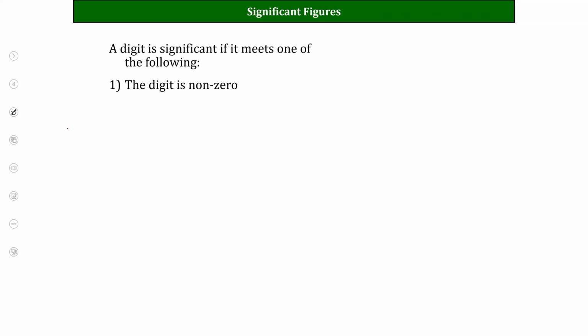A number is a significant number if it's measured. The easiest way to tell if it's measured or not is if it's non-zero. If a number is non-zero, you can assume it was measured. Because otherwise, why would you write it down? So if I said 5.13 centimeters, all three digits were measured. We're certain about the 5, assuming that whoever wrote this down is following the rules. We're certain about the 1, we're uncertain in the hundredths place. But all three of those digits were measured. So they're all three significant digits.